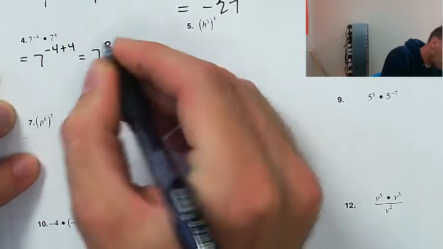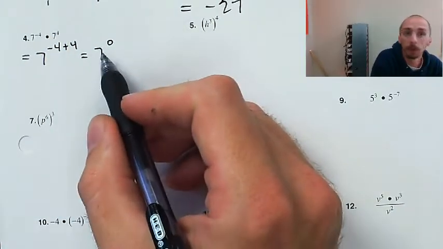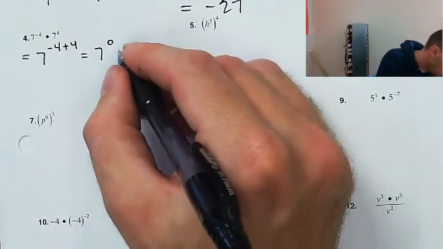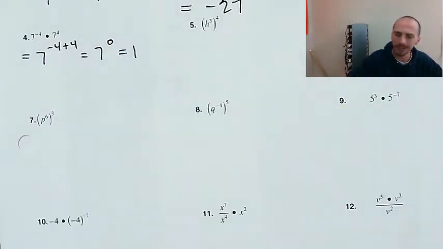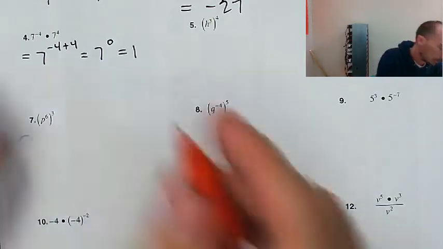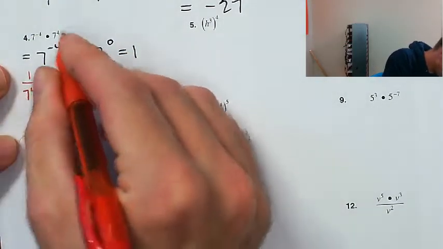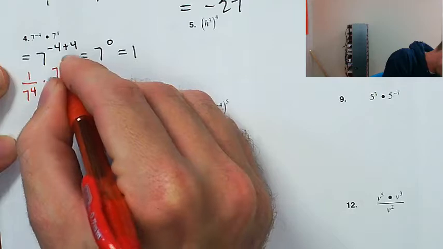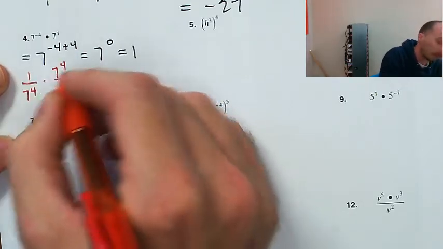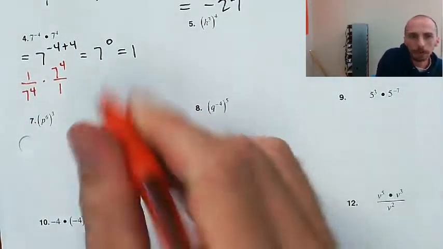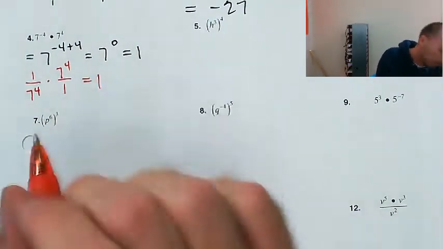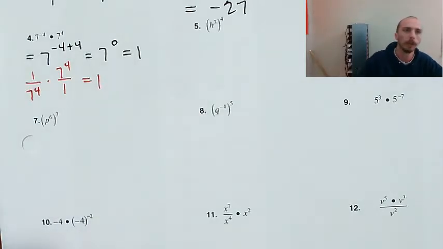-4 plus 4 is 0. And we also know that 7 to the 0, or anything to the 0, is going to be 1. If you're like, wait a second, why is that true? Why is anything to the 0 equal 1? Why isn't that 0? Well, 7 to the -4 is 1 over 7 to the 4th. And then we're multiplying by 7 to the 4th, which we could call 7 to the 4th over 1. And then we're just going to have the same number on top and bottom. And that's why the 0 power is 1. So it's just that from a different perspective.